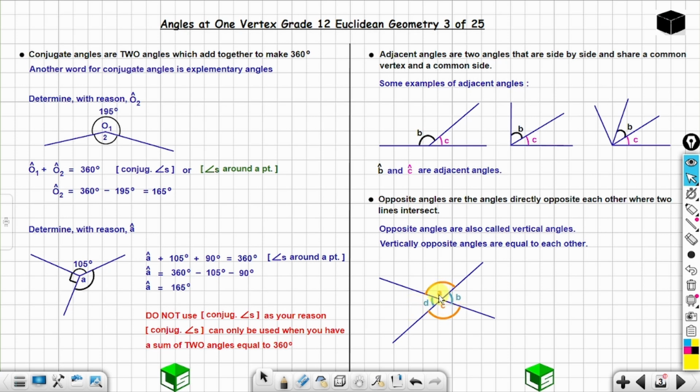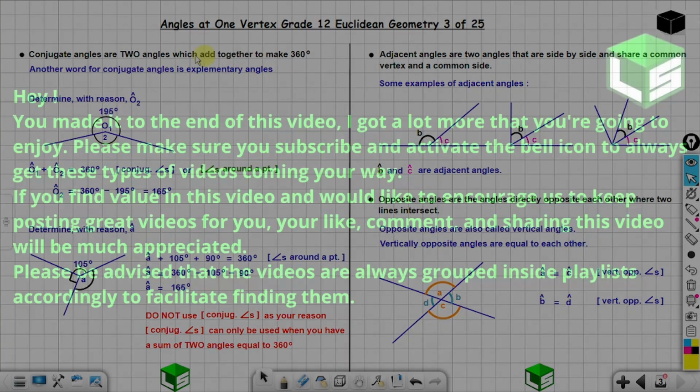So angle A is equal to angle C. The reason is vertically opposite angles. And angle B is equal to angle D. The reason is vertically opposite angles. Okay, so this is what I have for part 3 of 25.